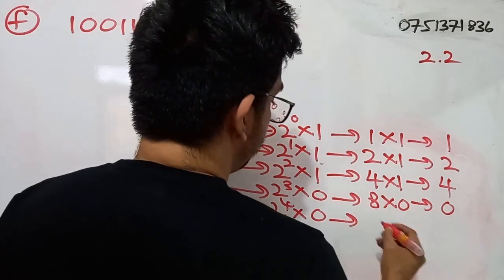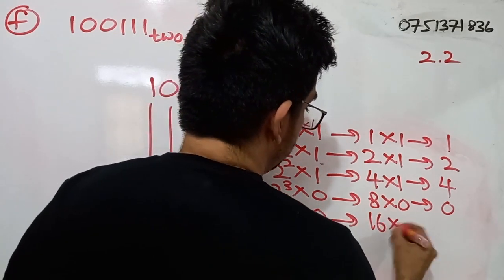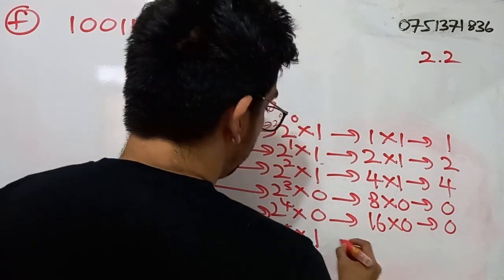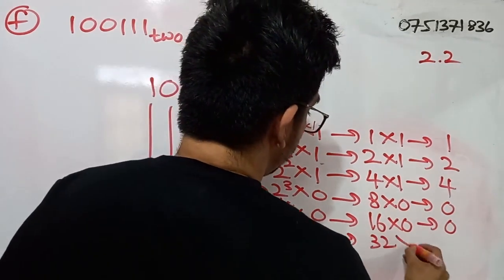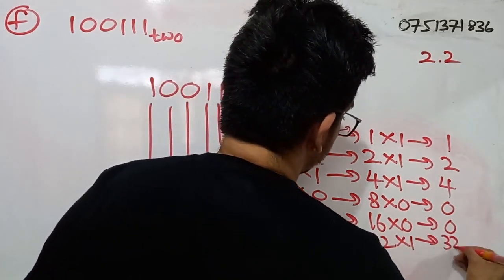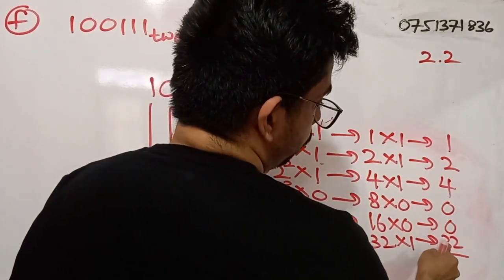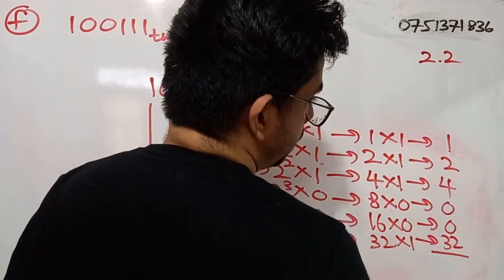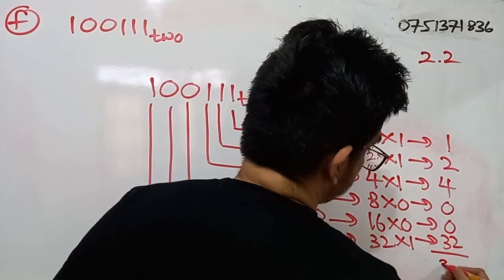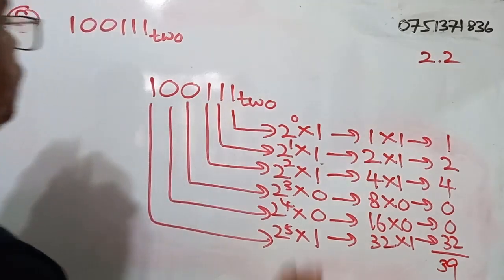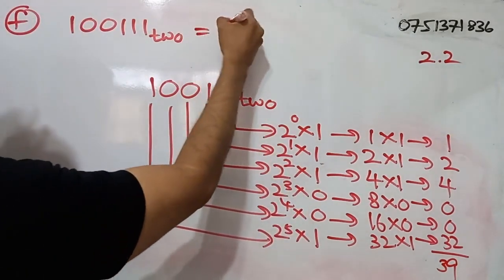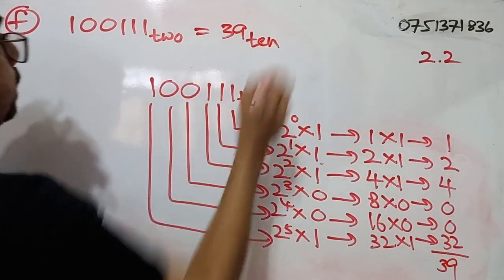2 to the power 4, that is 16. 16 into 0, we get 0. 2 to the power 5, that is 32. 32 into 1, we get 32. So when we add these values together, 32 plus 4, that is 36. 36 plus 3, that is 39. So this is equal to 39, and the base is 10.